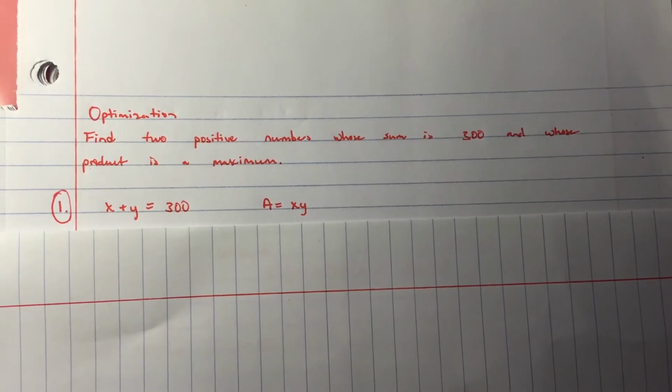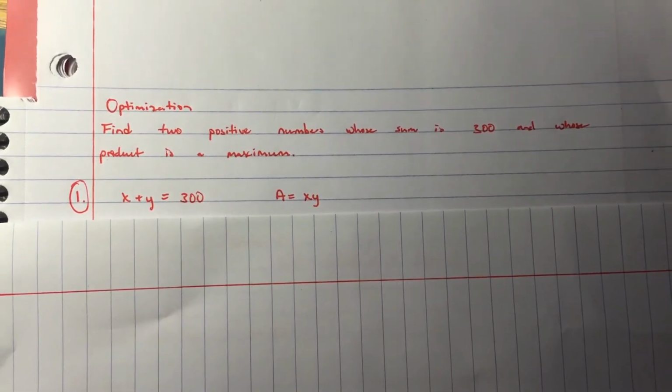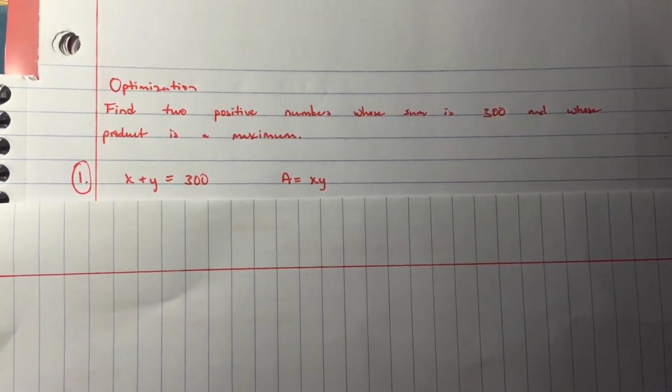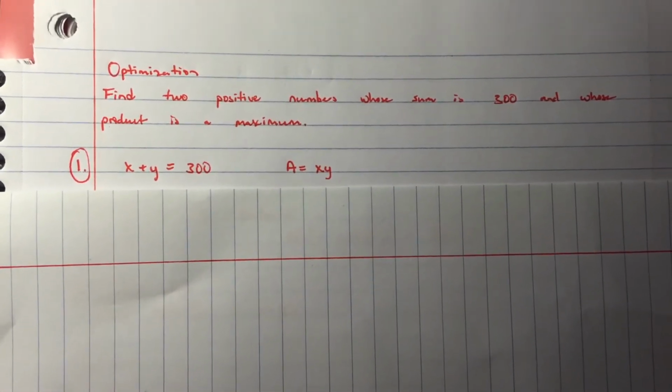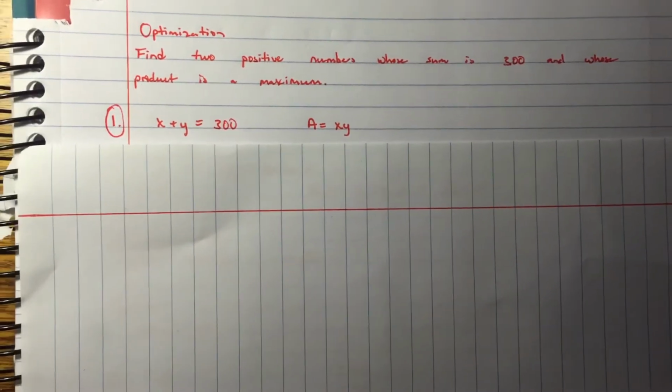Let's call the two numbers x and y, and we are told that the sum is 300. This is the constraint for the problem, or x plus y equals 300. We're being asked to maximize the product. Therefore, A equals x times y.